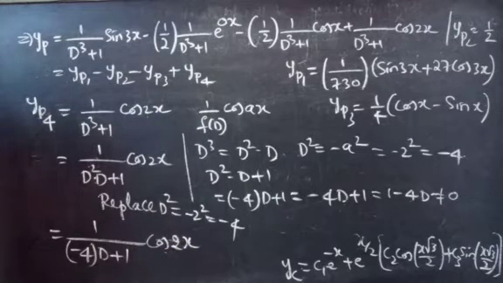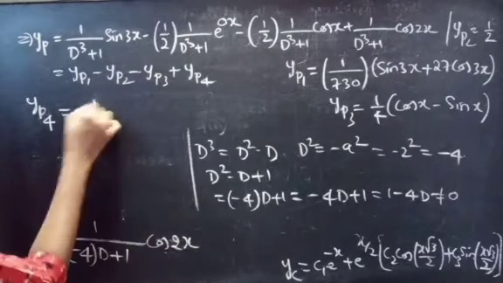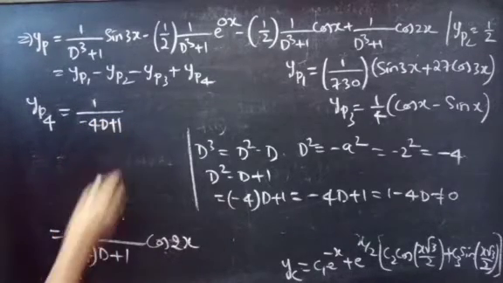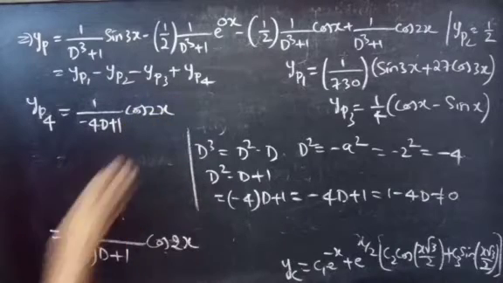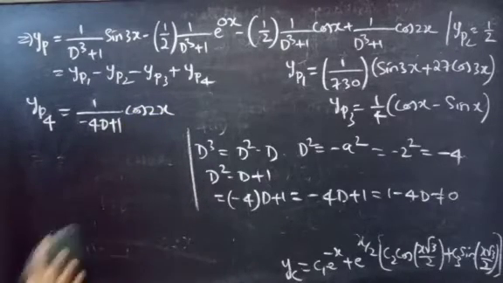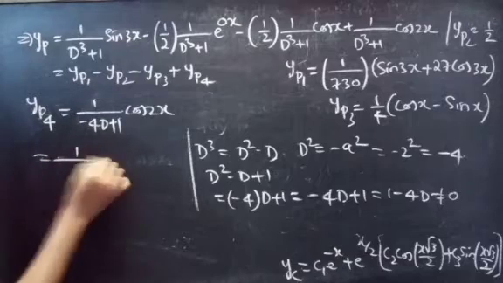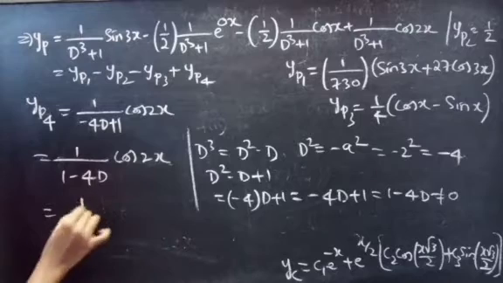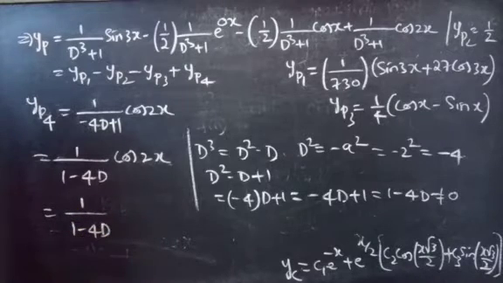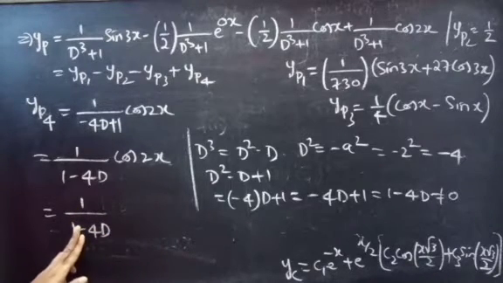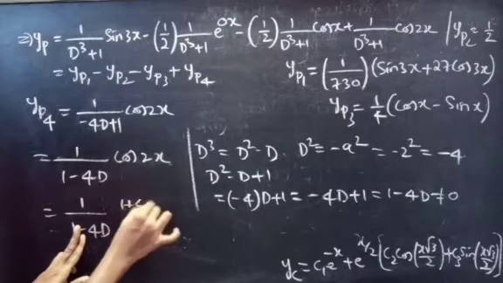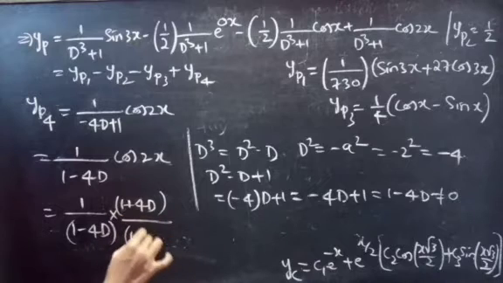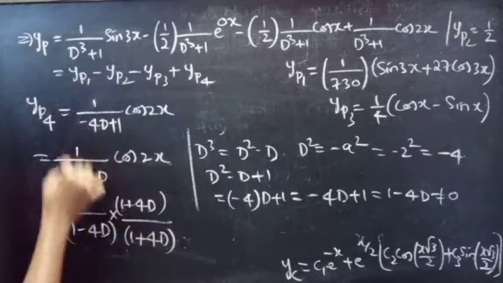which becomes 1 by minus 4 into d is minus 4d plus 1 into cos 2x, or 1 by 1 minus 4d into cos 2x. See, in the denominator you are having 1 minus 4d. If you replace this minus by plus, you will get 1 plus 4d, right? So let's multiply and divide 1 plus 4d to this fraction.